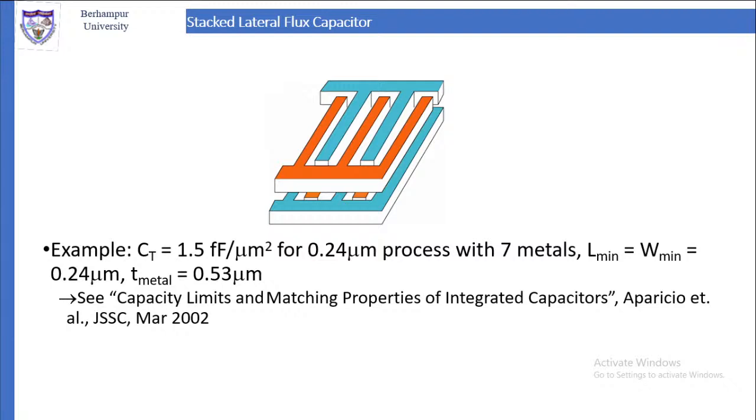You can see the reference given here. In this example, they realized a capacitance of 1.5 femtofarad per micrometer square for a 0.24 micrometer process of designing the MOS with 7 metals, where the minimum length and width L minimum and W minimum are equal to 0.24 micrometer. The thickness of the metal was 0.53 micrometer.